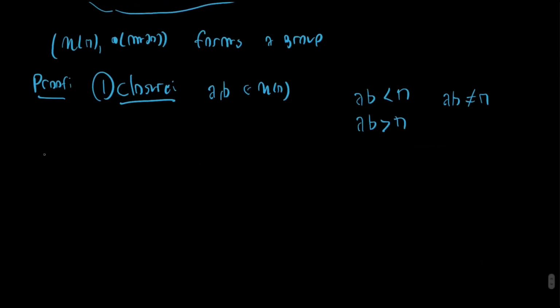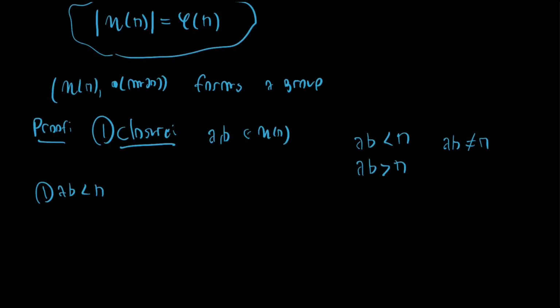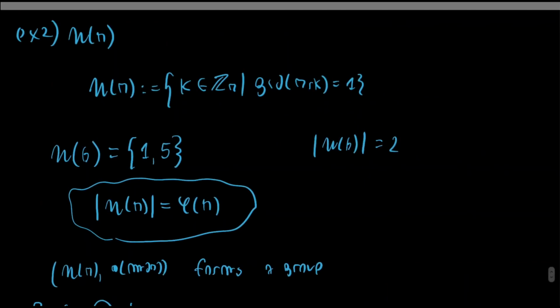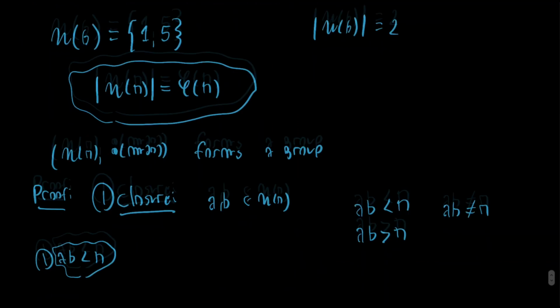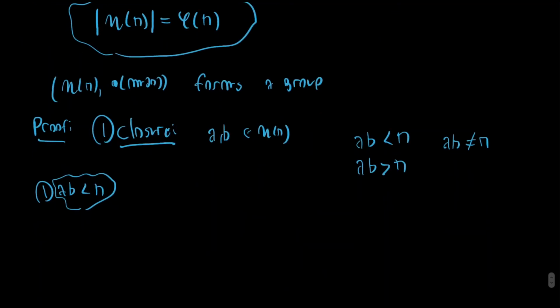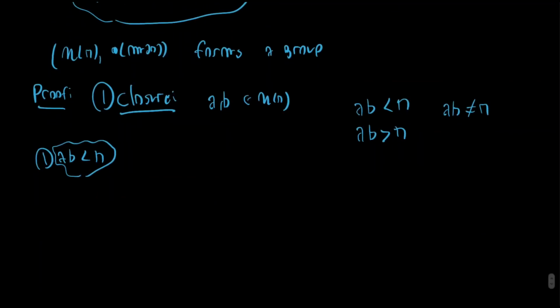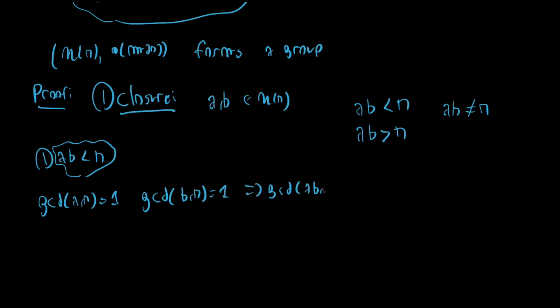For the first one, a times b less than n, we already have one of the two requirements necessary in order to be a member of U of n. The last one is that it should be relatively prime with respect to n. But now we will use a standard fact from number theory: if GCD of a and n and GCD of b and n are both equal to 1, then GCD of ab with respect to n is 1. Let's prove it very quickly.